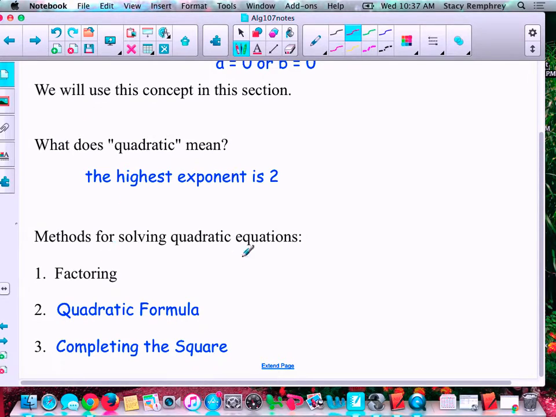So we've learned several ways to solve quadratic equations. Factoring is the one we're going to learn today, but don't forget we've also learned the quadratic formula and completing the square. All of these lead to the answer. They're just different methods, and there are different times where each one is useful. So we have to be flexible about which one we want to use when.